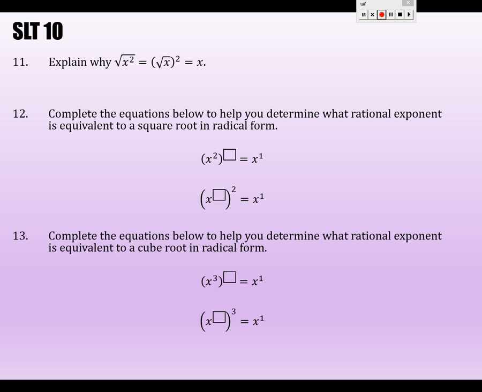Have you looked at number 12 and 13 yet? I want you to think about what goes in that box. You know how to check your answer, right? Even if you don't know how to get your answer, you know how to check it. And then once you've figured out 12 and 13, I want you to understand how 11 and 12 connect. What's the conclusion you can make after looking at 11 and 12 together?